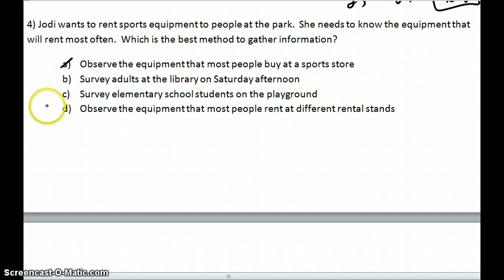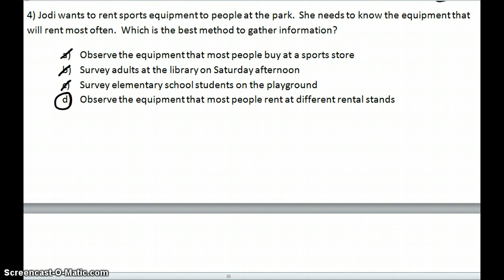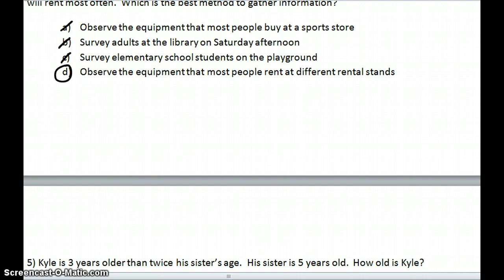Survey adults at the library on Saturday afternoon. Also, nothing really to do with her park. Survey elementary school students on the playground. Okay, that doesn't really, again, have anything to do with the park. Observe the equipment that most people rent at different rental stands. I believe this is the best answer because it does, in fact, talk about what people rent at the park.